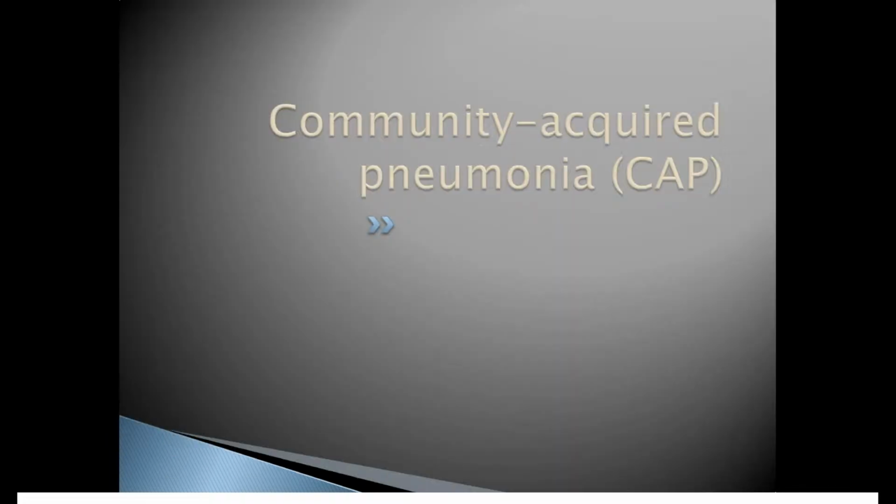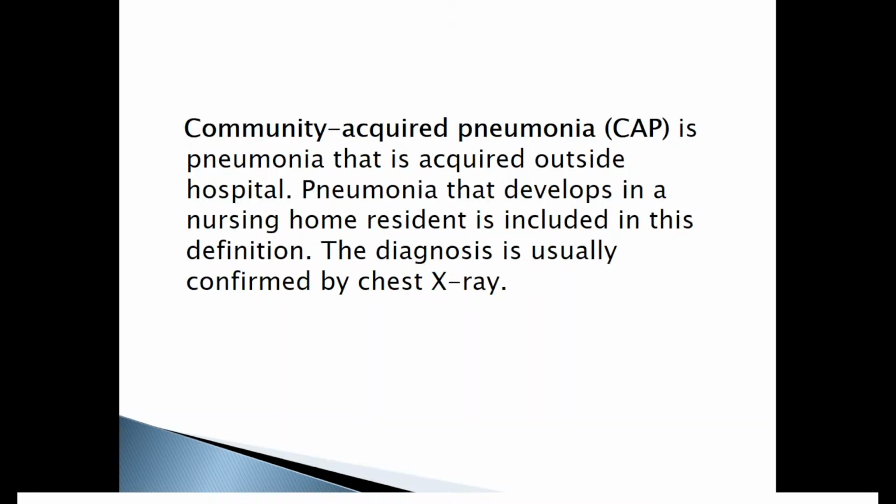And now we'll try to speak about community-acquired pneumonia. When I say pneumonia, I mean bacterial pneumonia. But I'll try to give differential diagnosis with COVID-19 lung problems. Community-acquired pneumonia, CAP, is pneumonia that is acquired outside hospital. Pneumonia that develops in a nursing home resident is included in this definition. The diagnosis is usually confirmed by chest X-ray. For bacterial pneumonia, chest X-ray is the best diagnostic method because bacterial pneumonia is characterized by focal change, and CT scan is recommended very rarely.